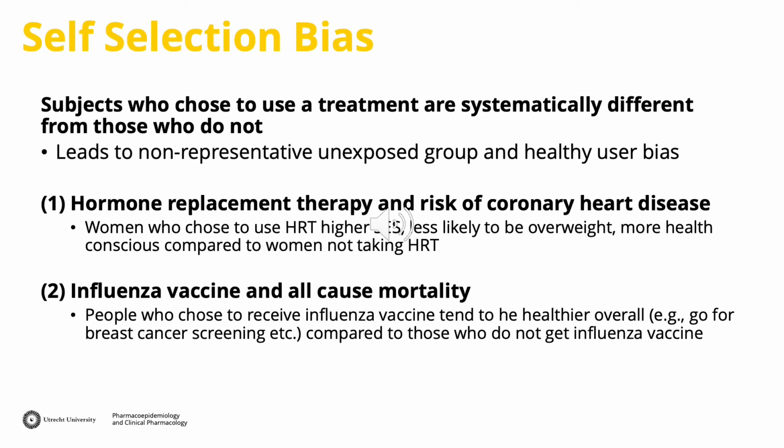Another example is influenza vaccine and all-cause mortality. So, people who choose to receive an influenza vaccination tend to be healthier overall, and this is, again, prior to COVID. So people who get their yearly flu vaccine tend to be healthy overall, and they also tend to have other types of healthy behaviors, like going for breast cancer screening, compared to those who don't get a yearly influenza vaccine. So people who get the influenza vaccine are systematically different than those who don't.